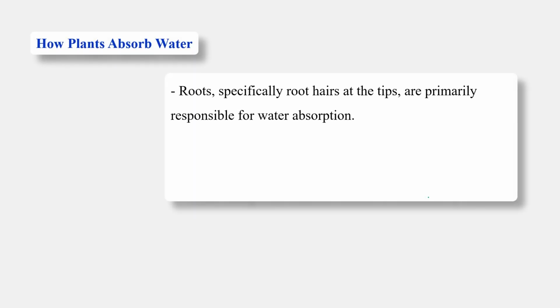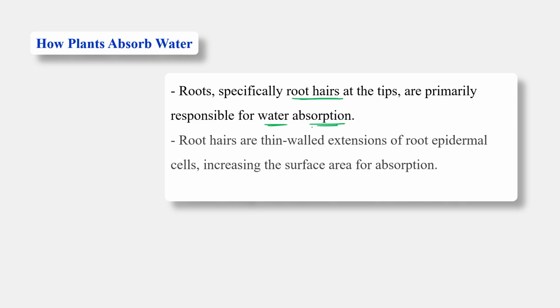How does a plant absorb water? Initially, the roots specifically contain root hairs on the tip. These root hairs are primarily responsible for water absorption. In the anatomy of the plant, which we have discussed, the outer layer contains epidermis, and this epidermis extension is known as root hairs, right? And after epidermis, cortex and other types of tissue are there.